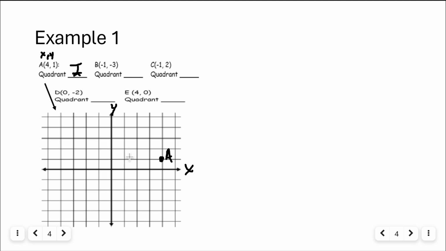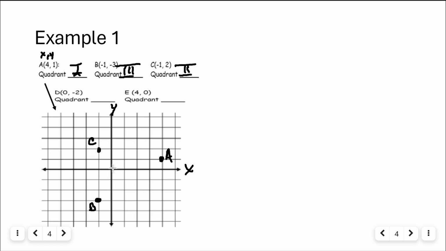Okay. B is -1, -3. I'm going left 1, 3 down, make a point, call this B, and this is in quadrant 3. All right, we're using the Roman numerals here. C is -1, 2, going left 1, 2 up, make a point. C is in quadrant 2.